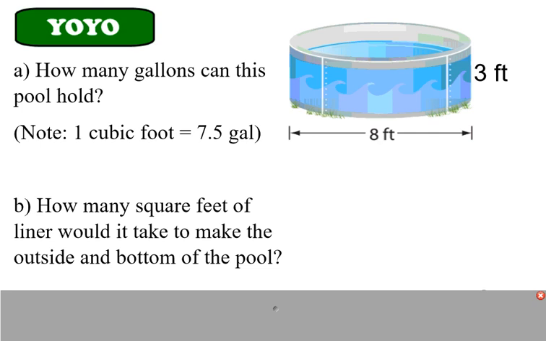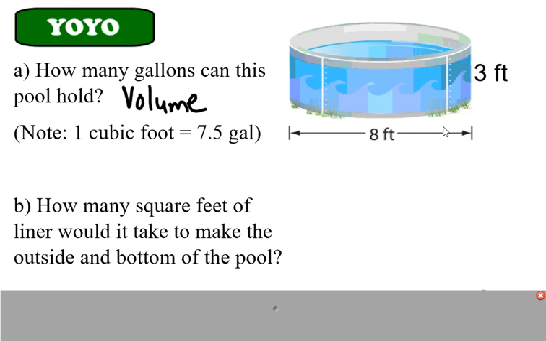Okay, I'm going to give you a chance to try. For yours, I'm going to ask you for dimensions from a cylinder. So calculating volume and part of a surface area. First question, how many gallons can this pool hold? It's a volume question about the cylinder. And how many square feet of liner would it take to make the pool? Just the side and one bottom.